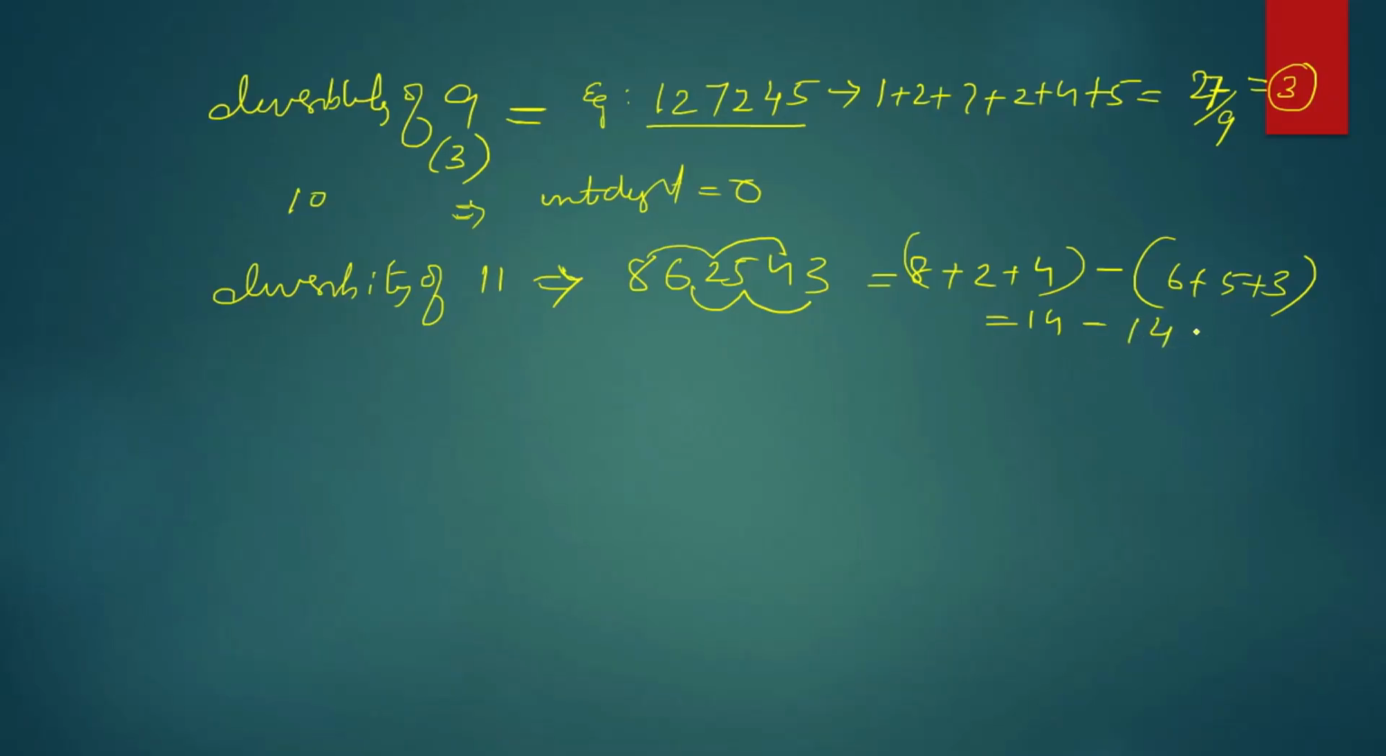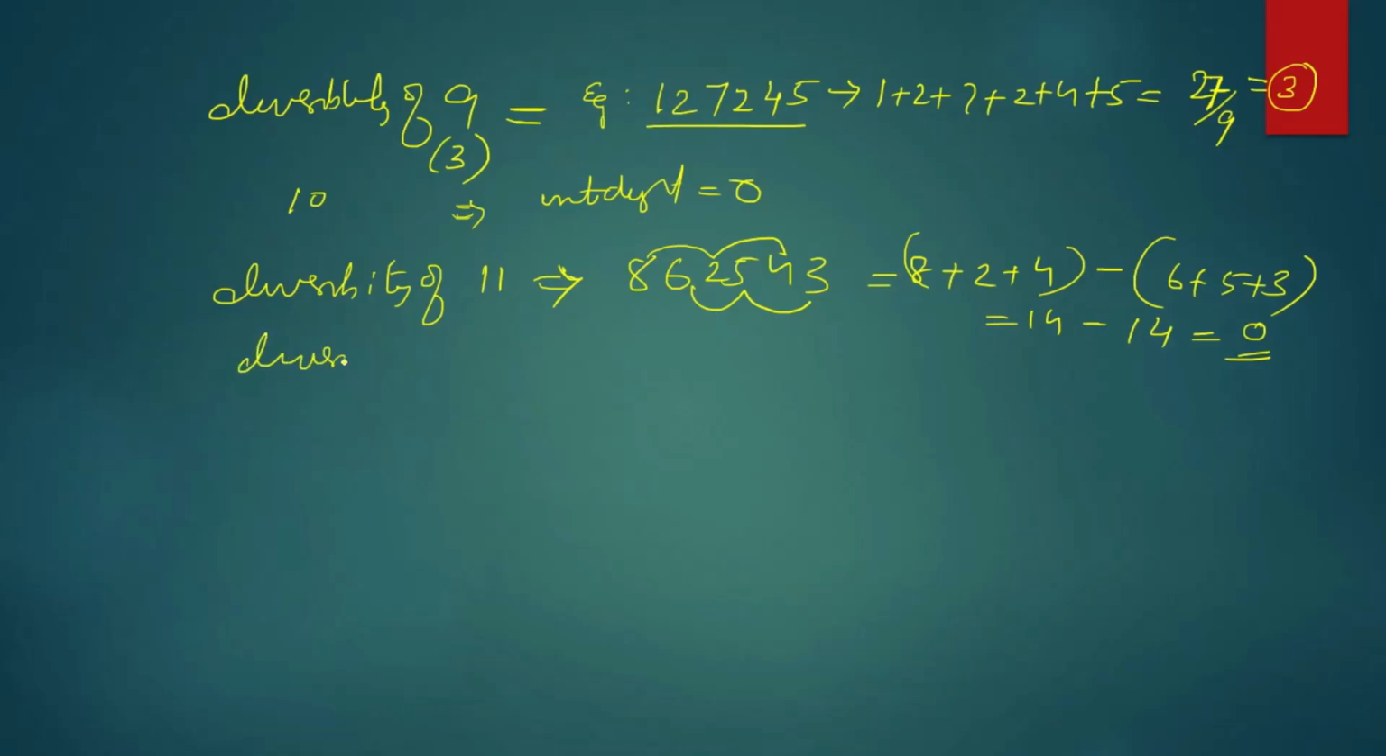So then you have to subtract both the numbers, you will get 0. Okay, so 0 is divisible by 11. If in this case you get a result that is divisible by 11, then the whole number is also divisible by 11. Here we got 0, so the number is divisible by 11.